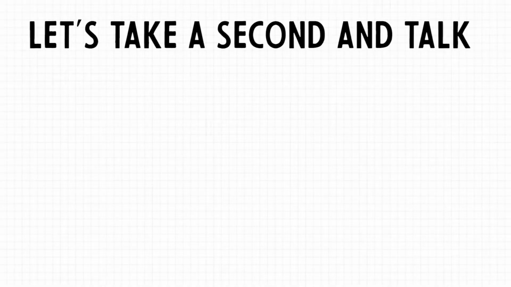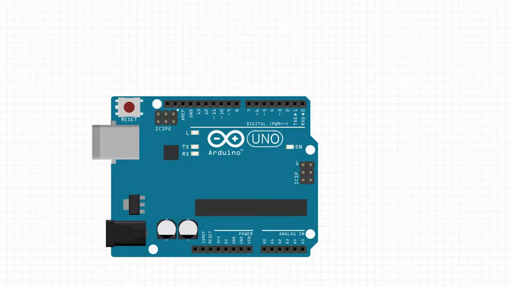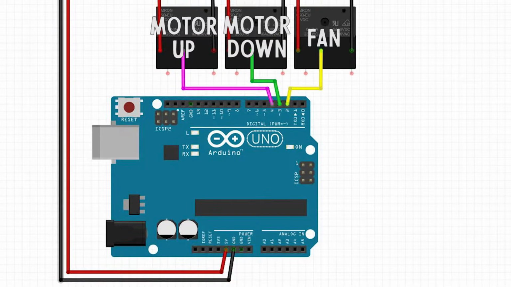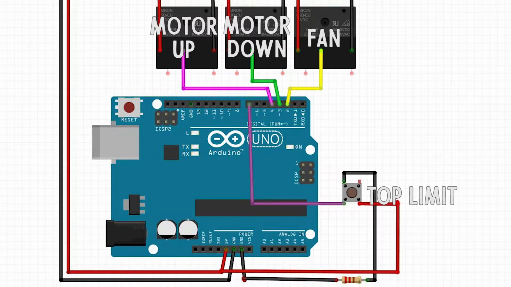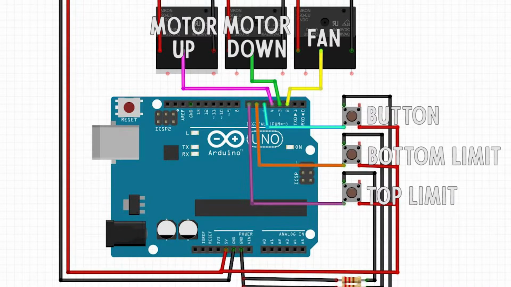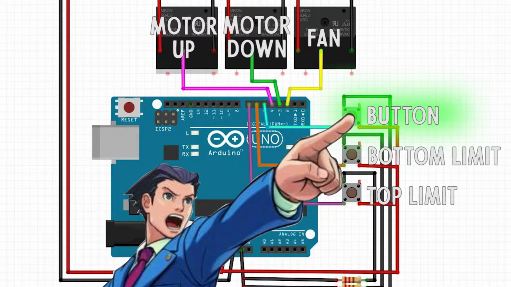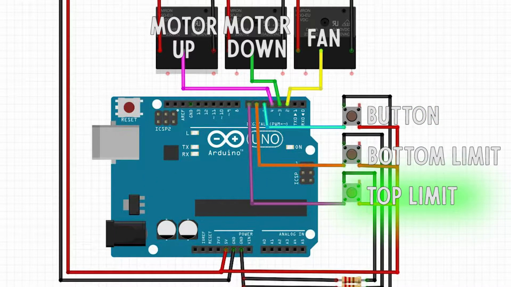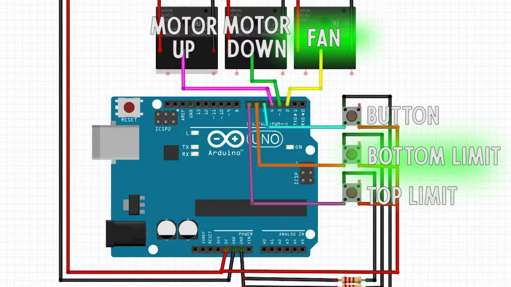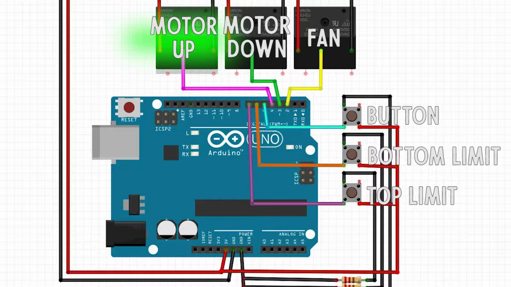Let's take a second and talk about the electronics. So everything is controlled by an Arduino. For the outputs, there are three relays: motor up, motor down, and the fan. There are three inputs on this: the top limit switch, the bottom limit switch, and the input pin. When the input button is pressed and it's on the top limit, it will run motor down until it hits the bottom limit. Whenever it's on the bottom limit, it will have the fan on. When it's on the bottom limit and the button is pressed, it will run motor up until it hits the top limit.